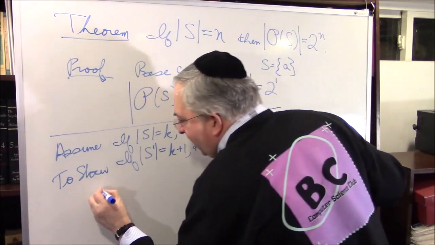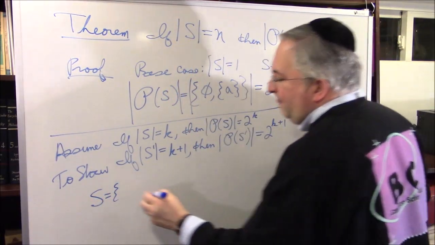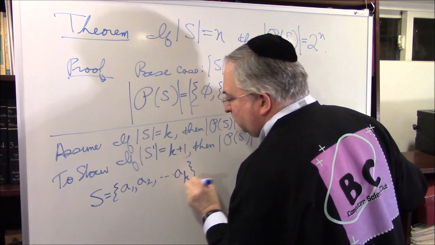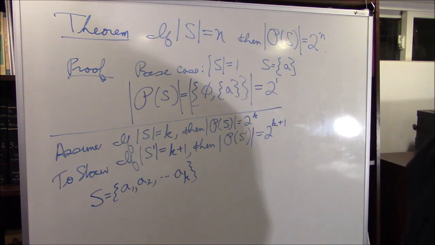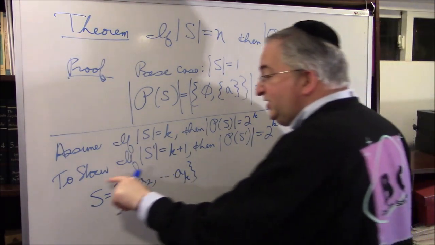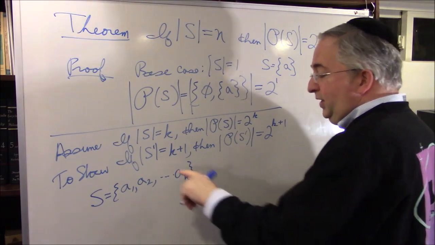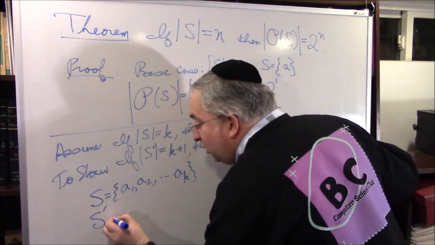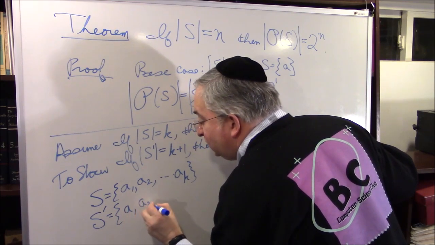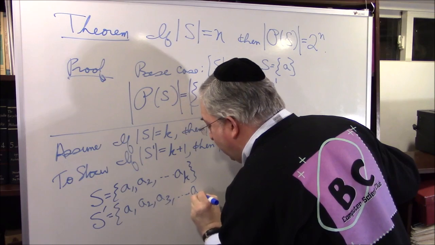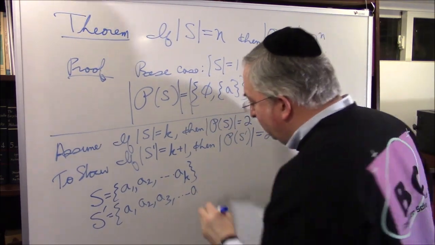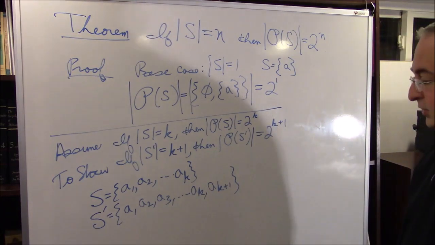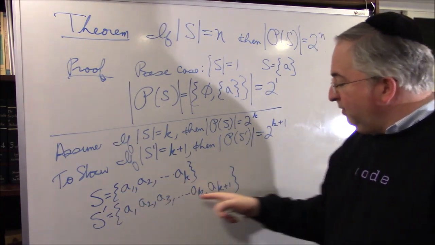So we're going to let S be the set A1, A2, all the way to AK. S has those elements. Great. But we're not interested in just S with K elements. We're interested in this set, S prime, which has A1, A2, A3, all the way to AK, and then A sub K plus 1. The subscripts just mean different numbers. So S has these elements, S prime has these elements.